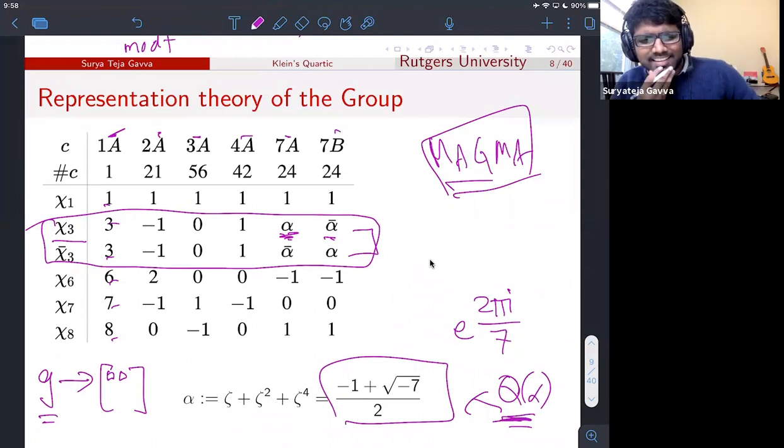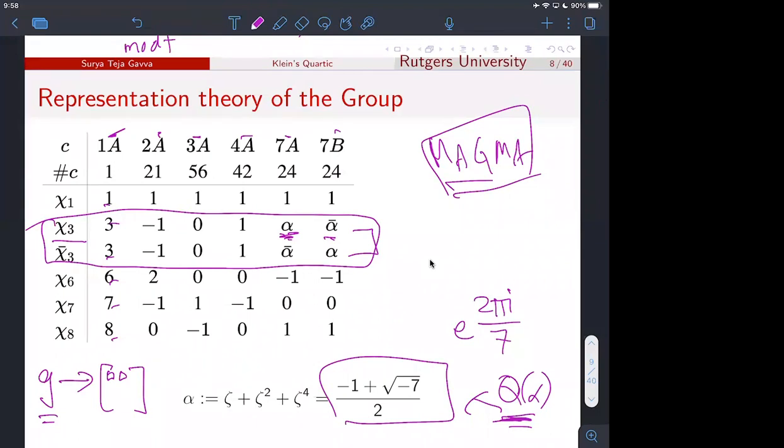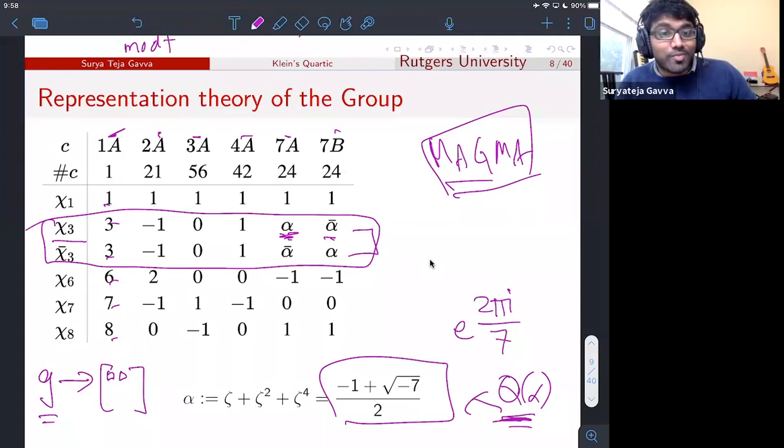So you are saying from the complex representations you can read the representations over F7? Oh no, that's not what I'm saying. I'm saying those particular representations can be read from it.